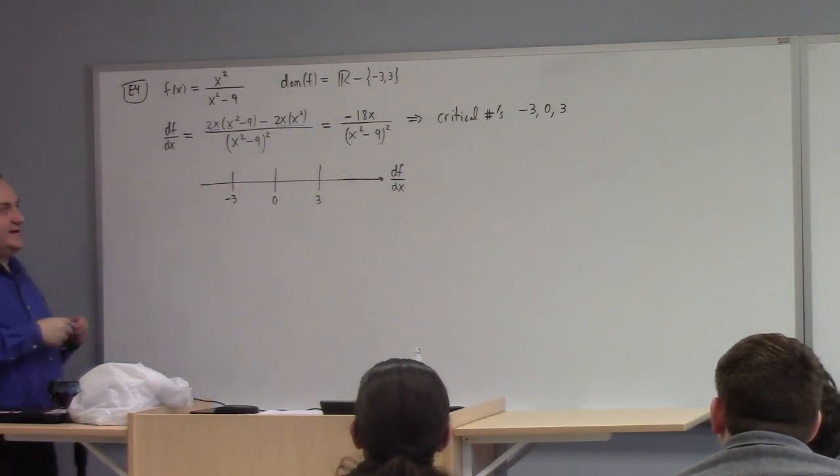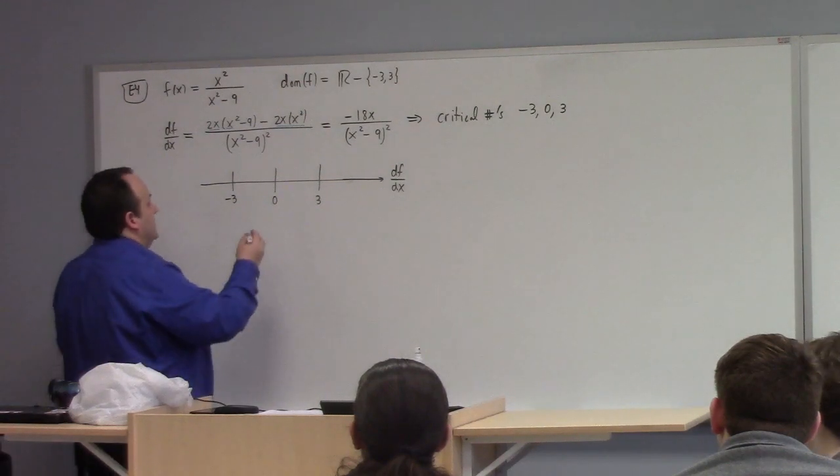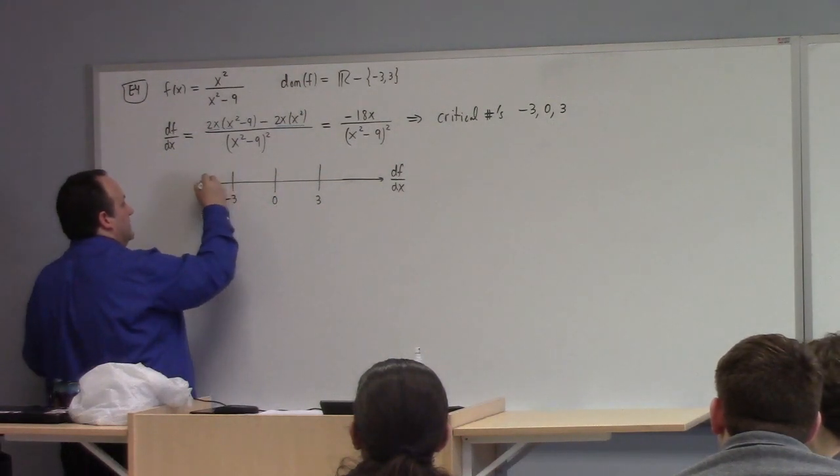But the sign of this is governed completely by the numerator, right? So minus 18x is positive when x is negative. And it's negative when x is positive. So the sign chart we're looking at here looks like this.